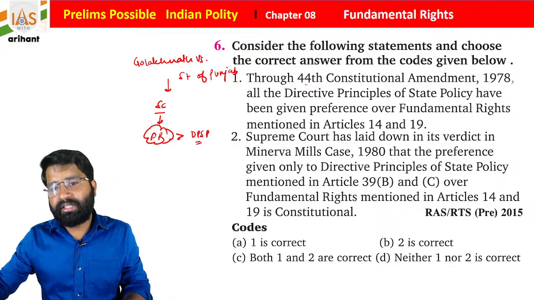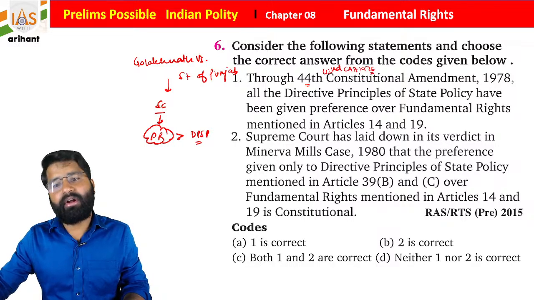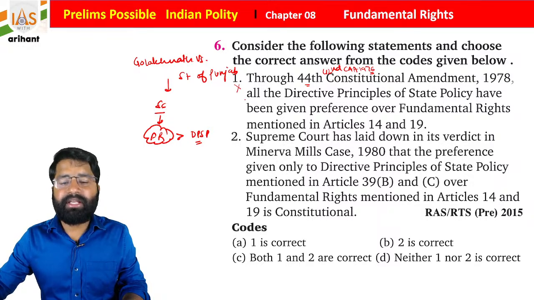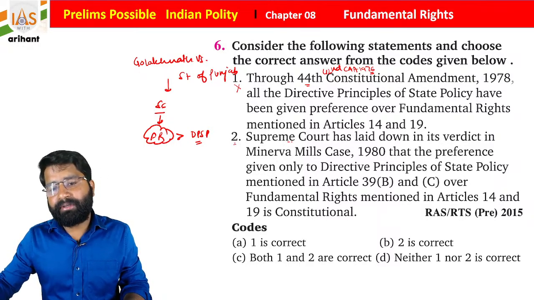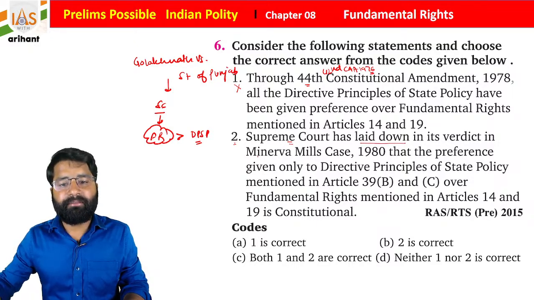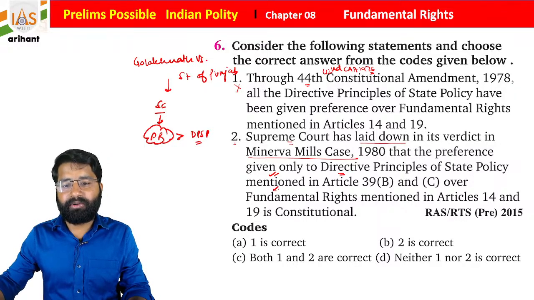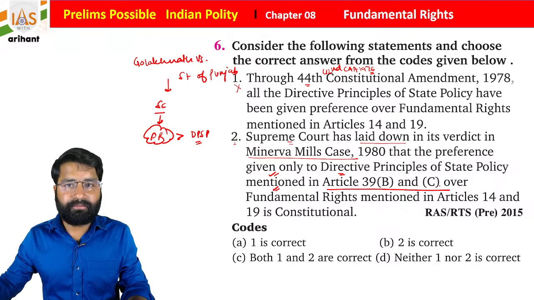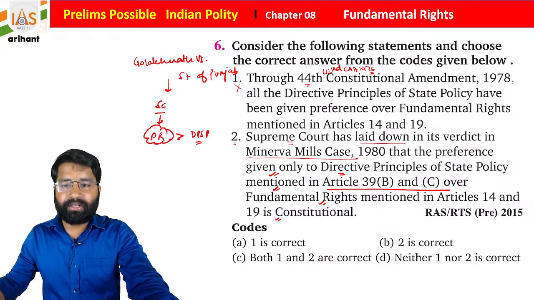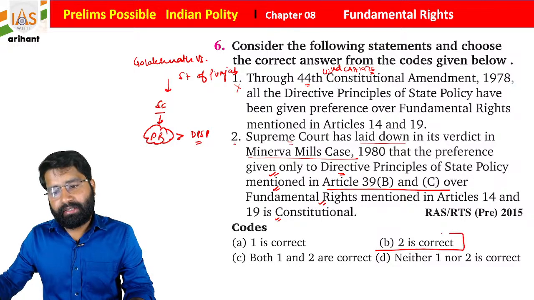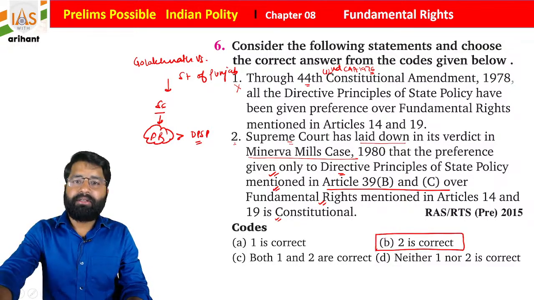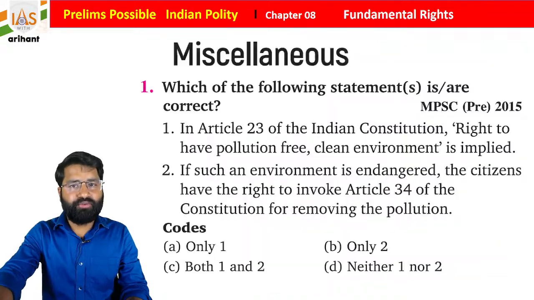So this was done by the 42nd Constitutional Amendment Act 1976, not by the 44th. So statement 1 is incorrect. And students, the Supreme Court laid down its verdict in the Minerva Mills case, basically preference given only to the directive principles of state policy mentioned under Article 39 Clause B and Clause C over the fundamental rights mentioned under Article 14 and 19. So what you see, students, statement 2 is correct, and statement 1 is incorrect. Okay, I hope you all are getting it. So here the answer is option 2, but we already discussed.